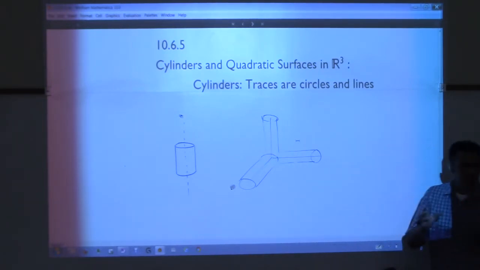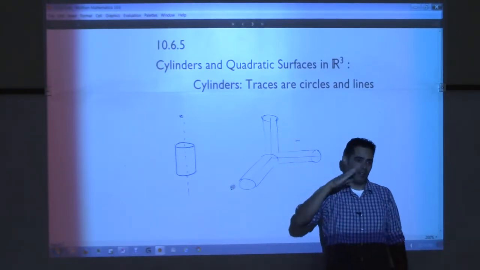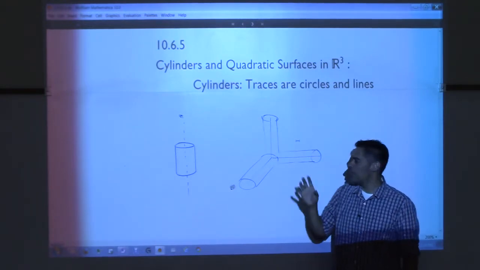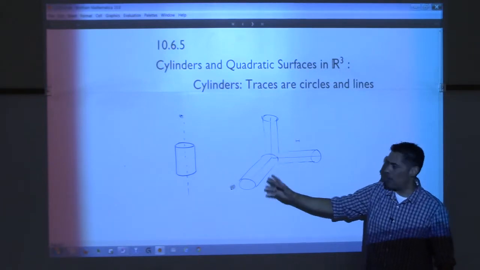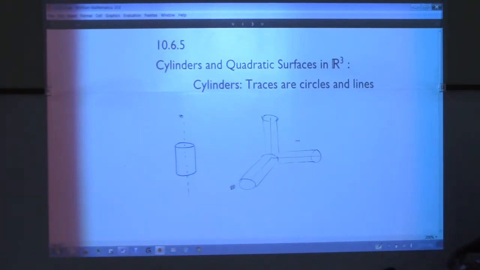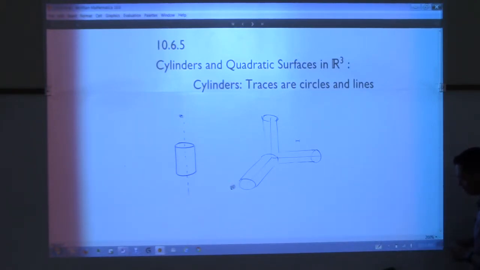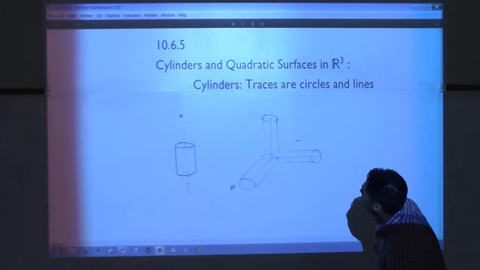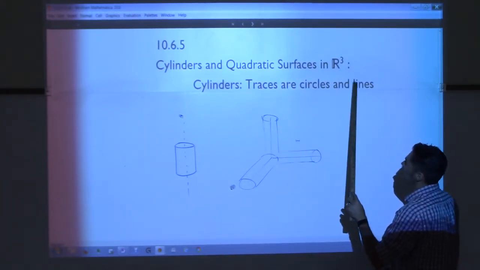So when it comes to cylinders, we have different orientations we could have them in. And then you could have a cylinder that's just pointed anywhere, right? We're going to be looking at just these 3 different types. We're not going to go to arbitrary. That gets really tough. But the main thing about the idea behind this traces thing is this. It says here that for cylinders, traces are circles and lines.